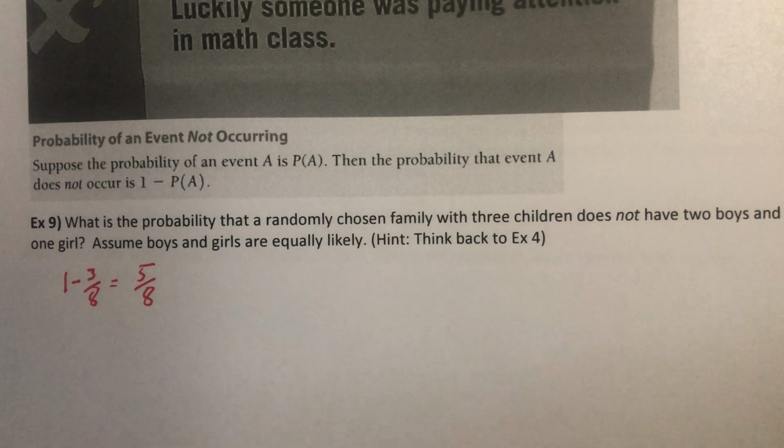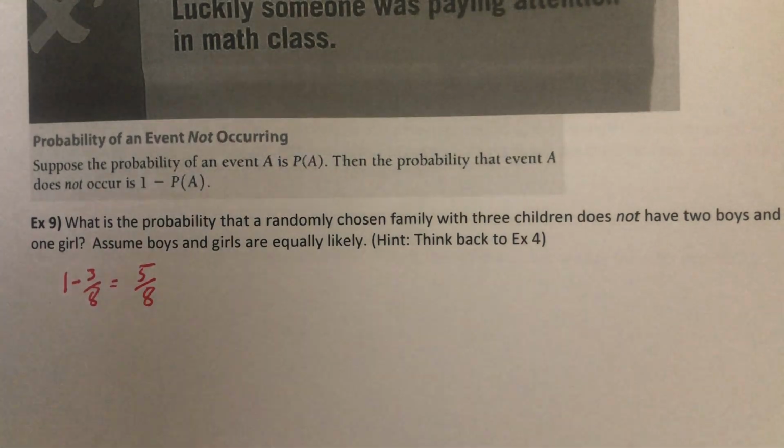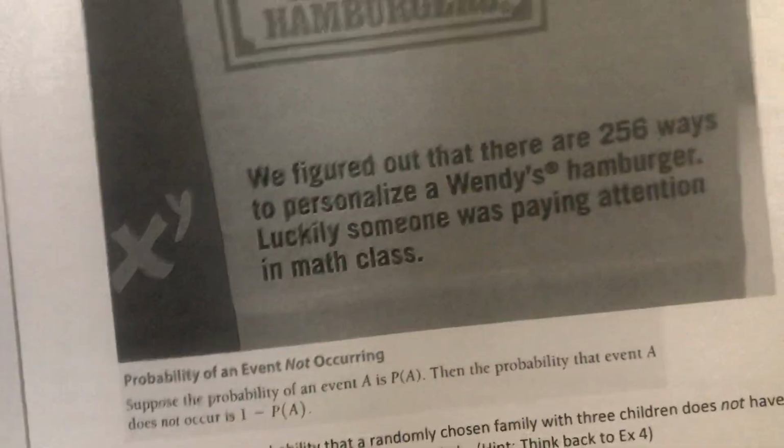If you wanted to make a list, you could go back to the list that we had, circle or check off all the ones where they don't have 2 boys and a girl. In that case, you would still have 5 options, so 5 out of 8.